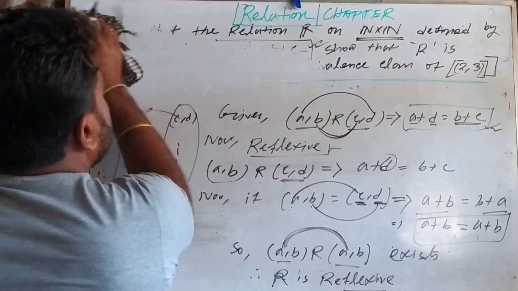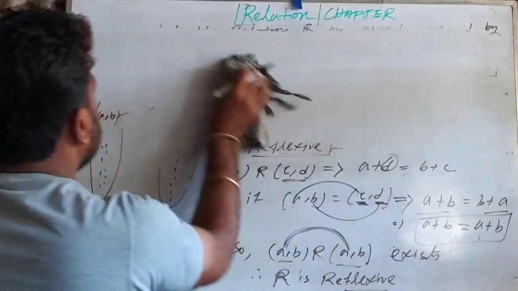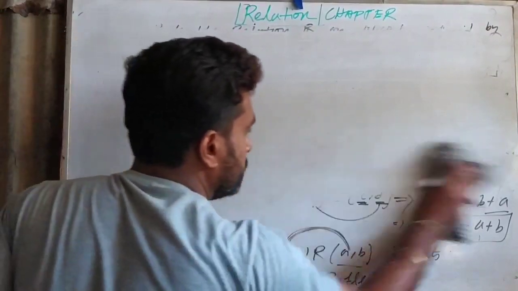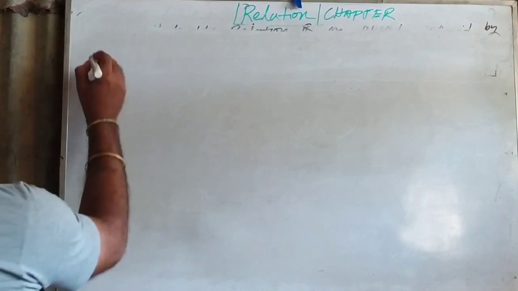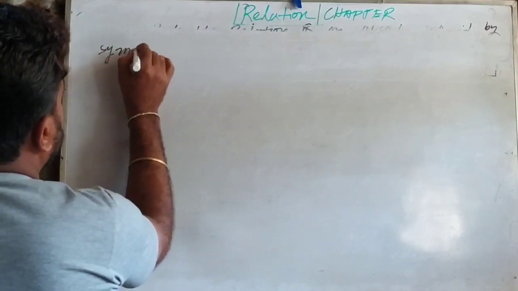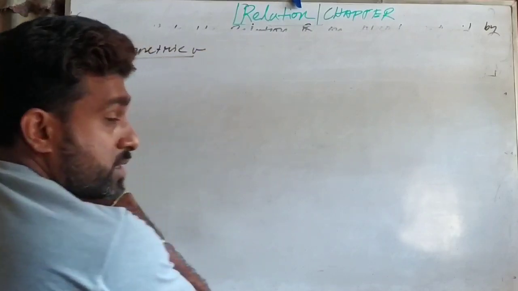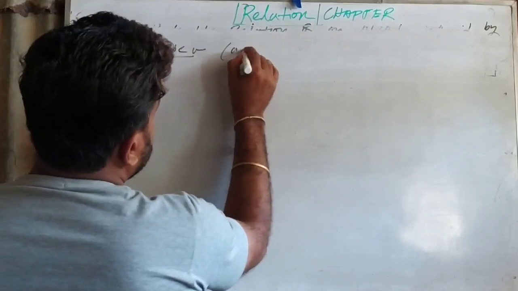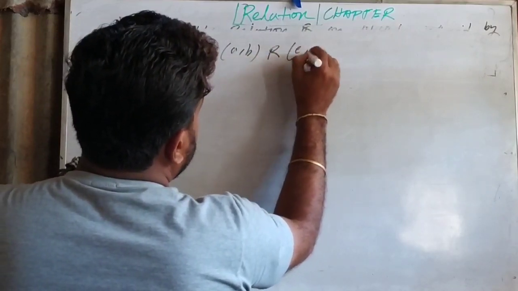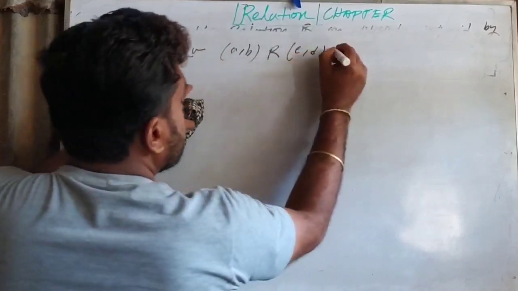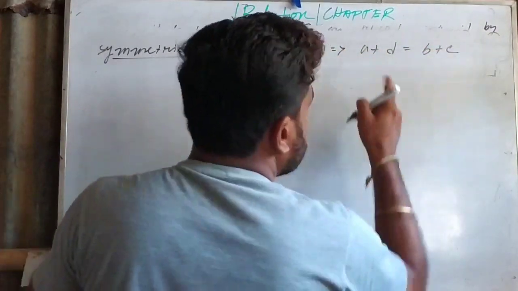Our next part, symmetry. Symmetry property. Okay. So here same thing, (A, B) and (C, D). That means the relation between two ordered pairs can be expressed as A plus D equals B plus C. It is your given condition.